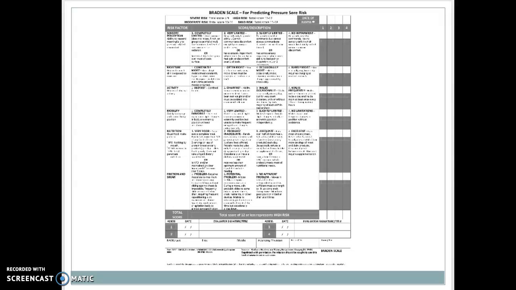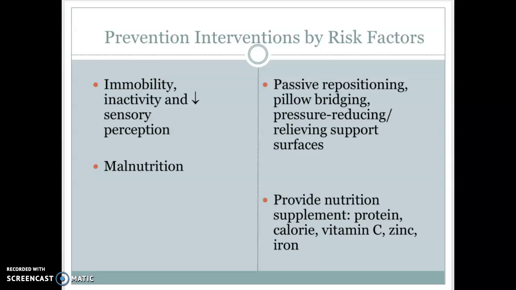And so we won't go through this in detail, but please familiarize yourself with it. It talks about sensation, moisture, their activity or positioning, their mobility level, their nutrition, and friction or shear. So for a lot of patients in the home health setting or in the inpatient setting, this Braden scale is utilized to alert all of the staff who are taking care of this patient to the relative risk for pressure injuries and skin irritation. So the things we try to do are look at the risk factors and address them.